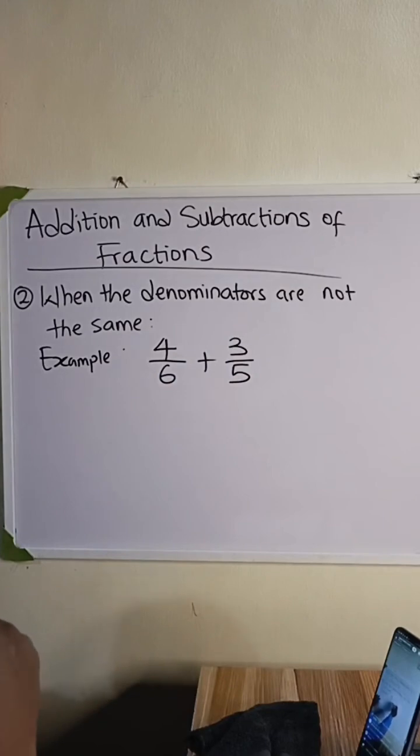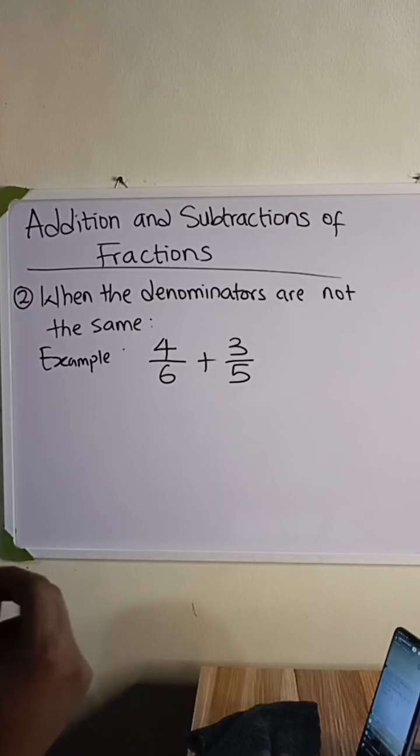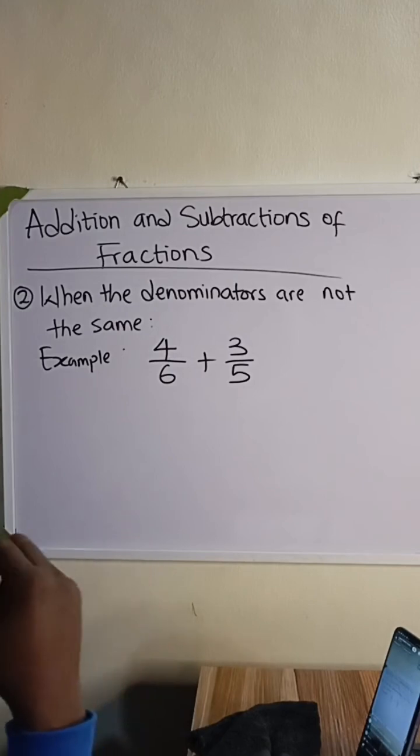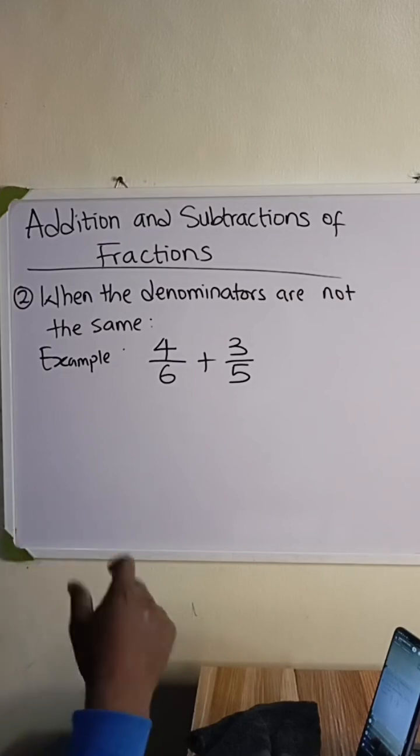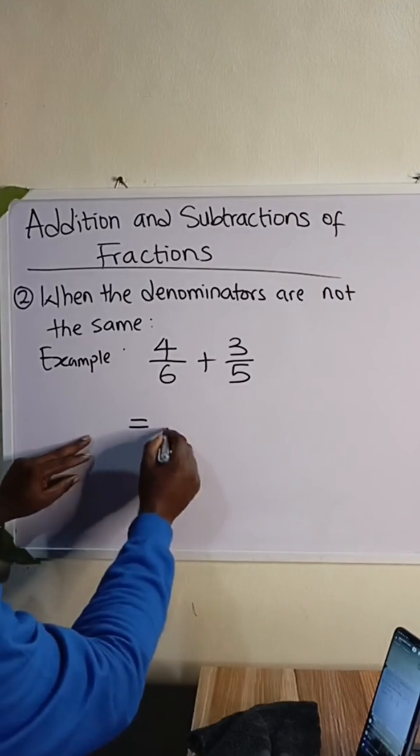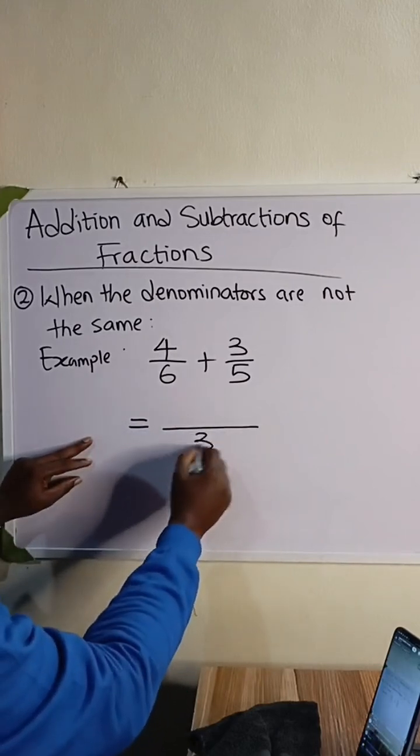So here we have 4 over 6 plus 3 over 5. In this situation, the two denominators are different also. And also, the two denominators are less than 10. So just as I said earlier, when the two denominators are less than 10, all you need to do is multiply the two denominators to get the common denominator. And that will be 30.